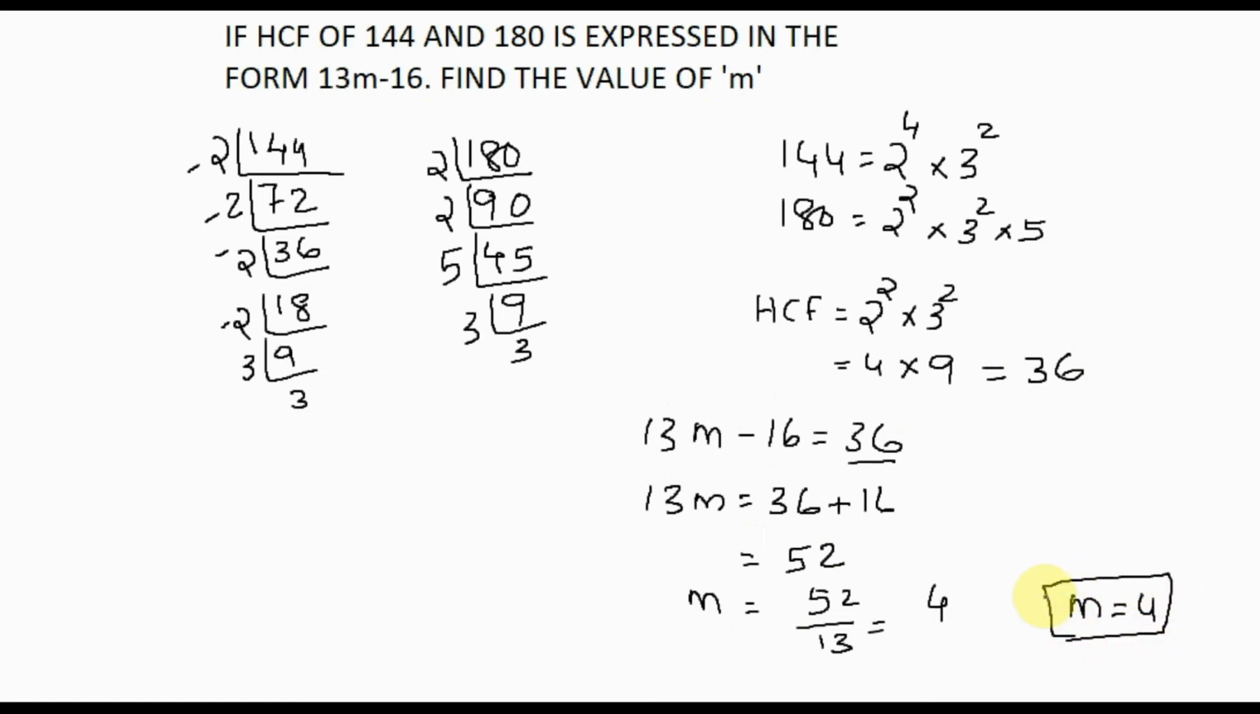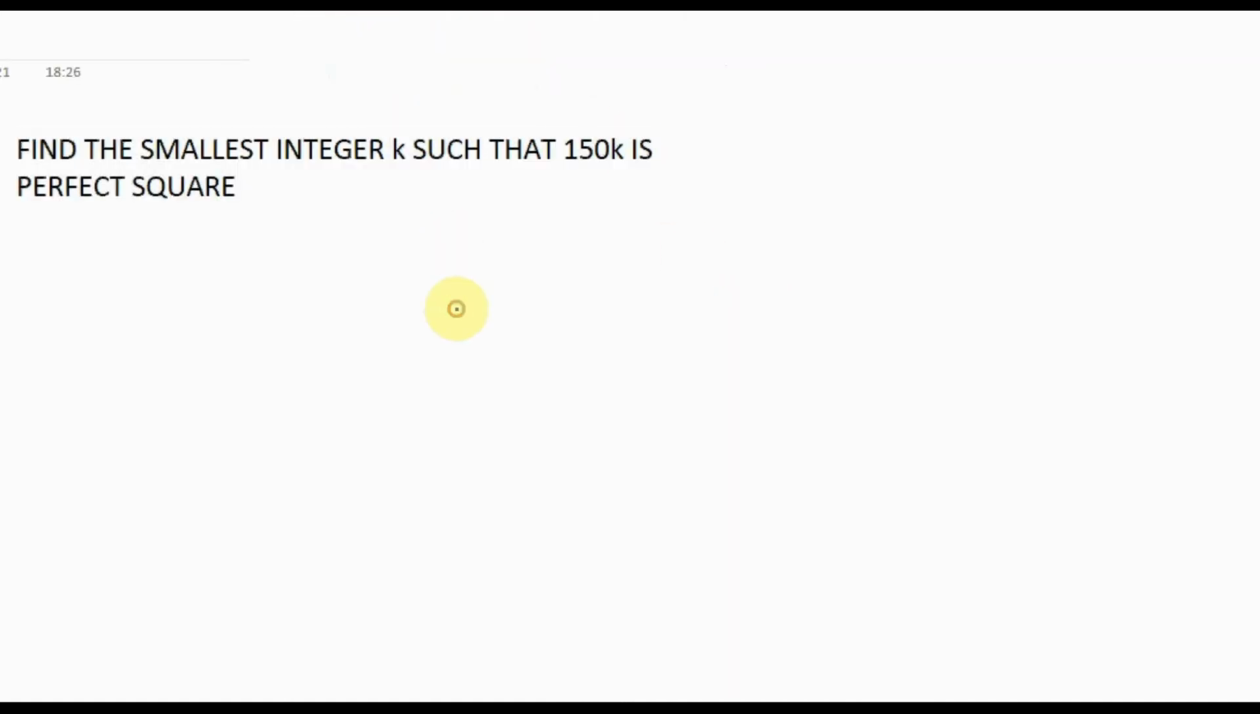This is the first question. Then we can go to the next question. Find the smallest integer k such that 150k is a perfect square. 150 becomes a perfect square. Which number do we have to multiply with 150? In the similar way, we can find the prime factorization of 150.